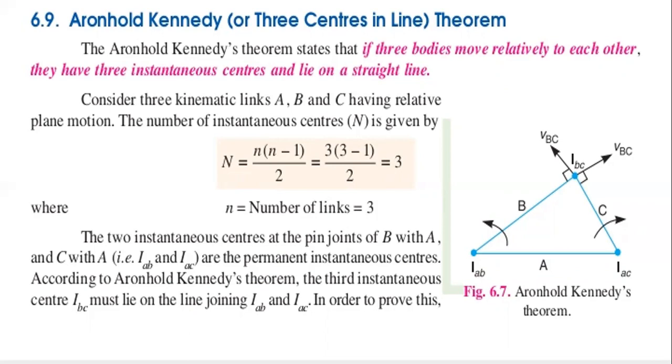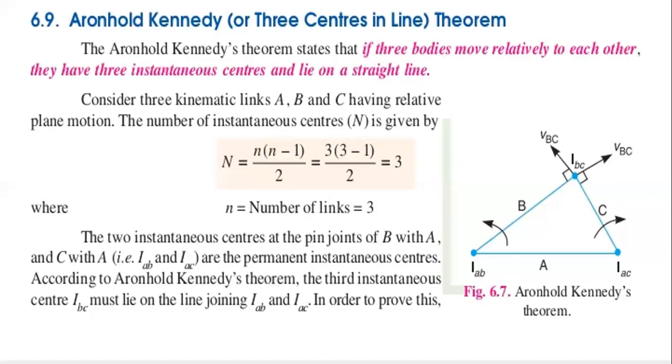Kennedy's theorem generally states that if three bodies move relatively to each other, they have three instantaneous centers and they lie on a straight line. So these are going to be in a straight line whenever we see this, and we locate these three types of bodies. These three bodies move relatively to each other and have three instantaneous centers.